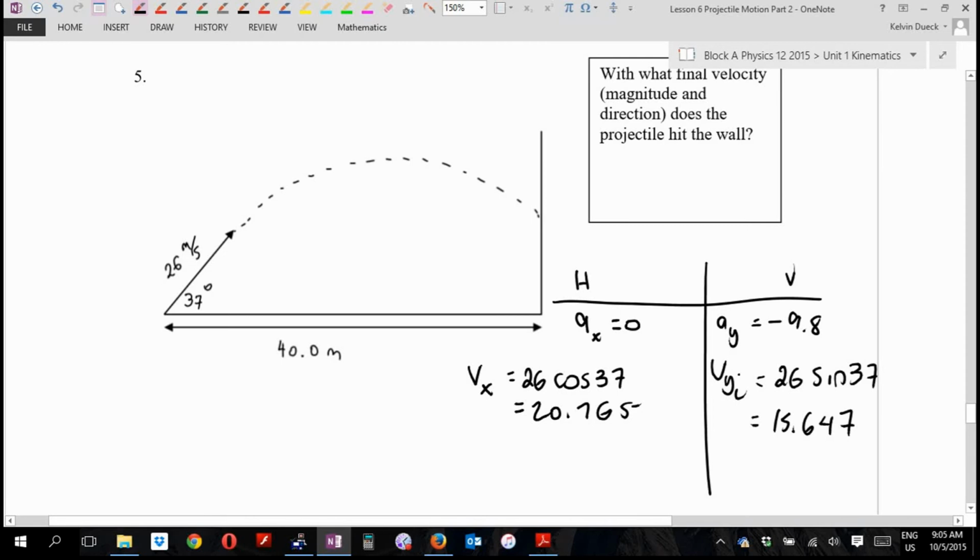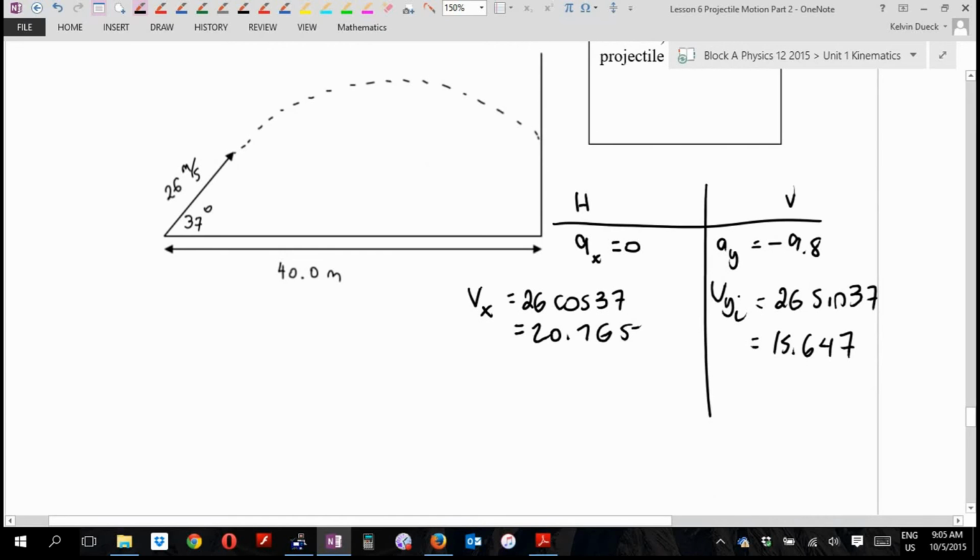What else did we say? Did they tell us time? No. Did they give us a displacement? Which one? Horizontal. Which column do I have 3 pieces of information in? Horizontal. How am I going to find time? Horizontal. So I'm going to make a little note here. T equals question mark.